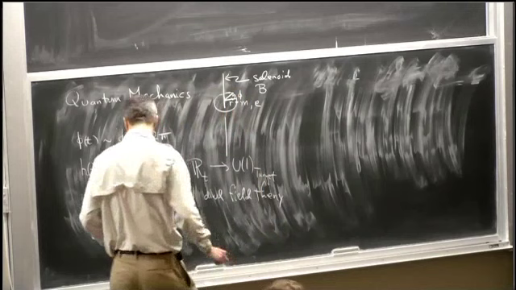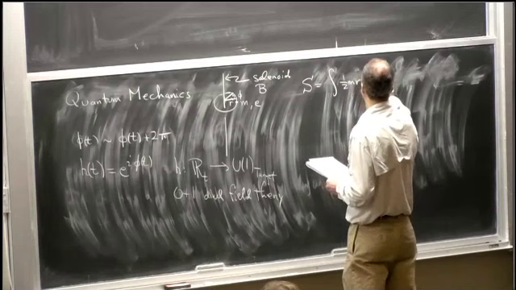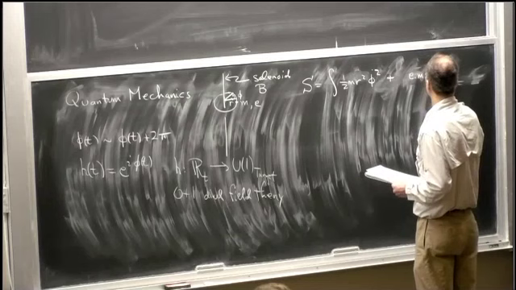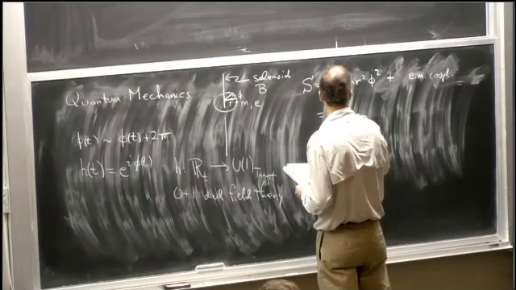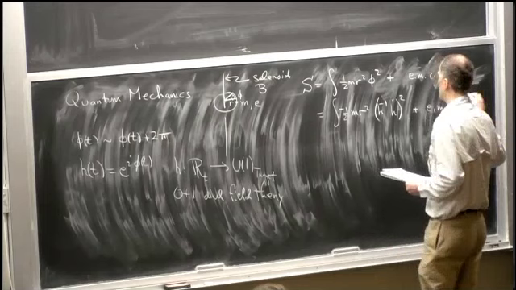OK. So what's the action for this? So the action is 1/2 mr squared phi dot squared plus the electromagnetic coupling, which we'll talk about in a moment. I could also write that as minus 1/2 mr squared h inverse h dot squared plus the electromagnetic coupling. So this is the kind of action you see in a nonlinear sigma model.